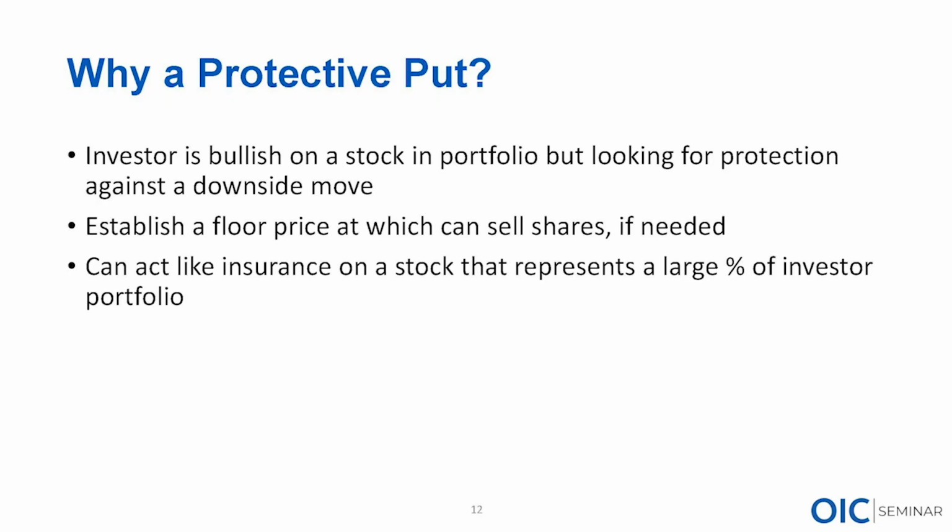In a nutshell, the protective put is a classic form of buying insurance on anything. If you buy insurance on a home, you buy insurance on your life, you buy insurance on your car. In this case, you're buying insurance on your money. Those are the most important things you own, the most valuable assets you have. And buying a put option allows you to buy insurance on your capital, on your equity.